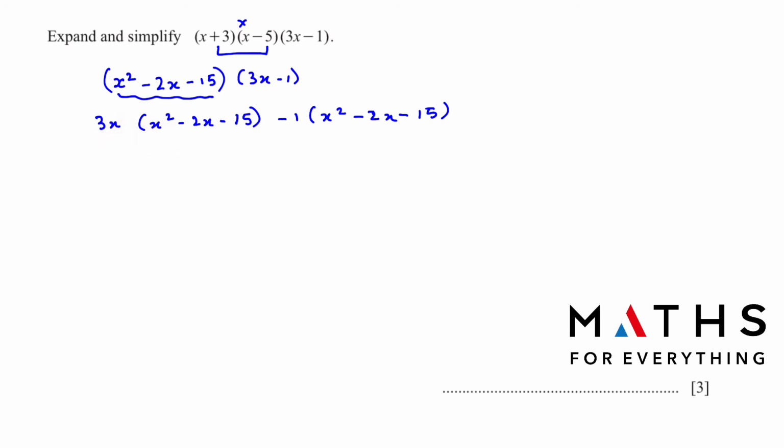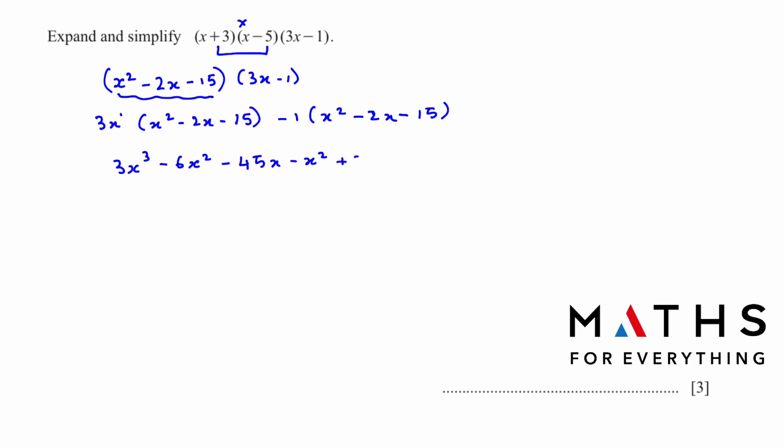3x multiplied by x squared will be 3x cubed. Whenever we multiply x, we add the power. So if there's no power, there's a 1 here. So 1 plus 2, 3. 3x multiplied by negative 2x is negative 6x squared. 3x multiplied by negative 15 is negative 45x. If there's a negative 1, we are basically just going to write the terms again with the signs changed.